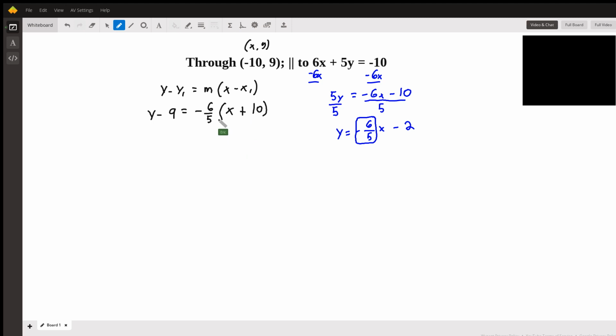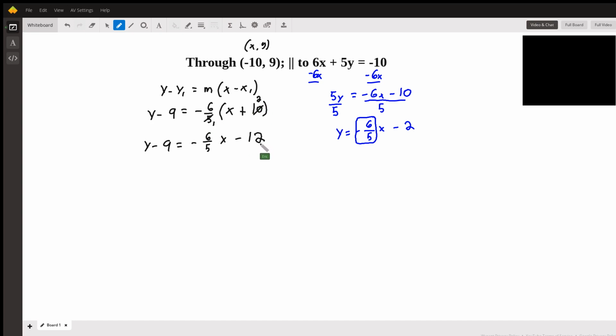Now our next step here is going to be to distribute the -6/5 through both terms inside the set of parentheses. So we're going to get y - 9 = -6/5 x, and then we're going to get -6/5 times positive 10. And now when we're multiplying -6/5 times positive 10, the 5 and the 10 reduce to 1 and 2. So we have -6 times 2, which is -12.